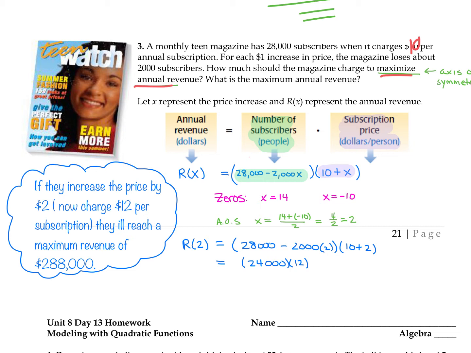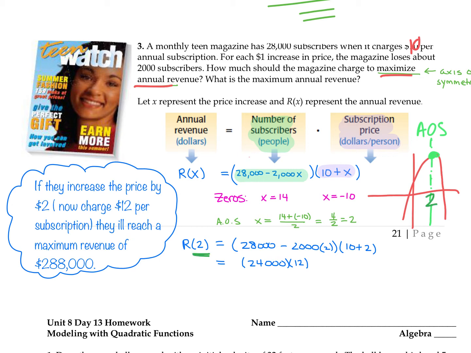Then they also gave you the zeros and they gave you the axis of symmetry. What this looks like graphed is it's going to look something like this. And the axis of symmetry is going to help us find our maximum point, because this would be the axis of symmetry. So then our maximum revenue, that tallest point on the graph, is going to be our maximum revenue. So we know that it's going to happen when X is equal to 2.